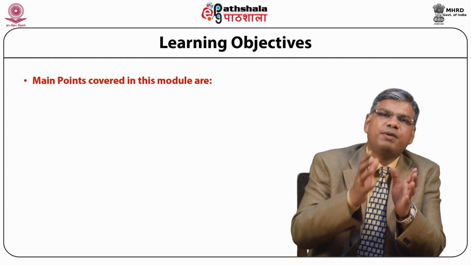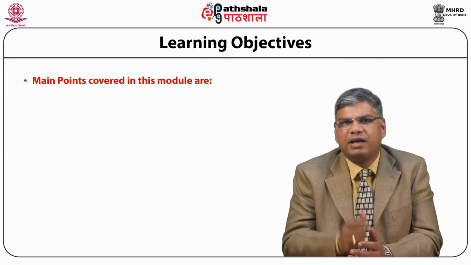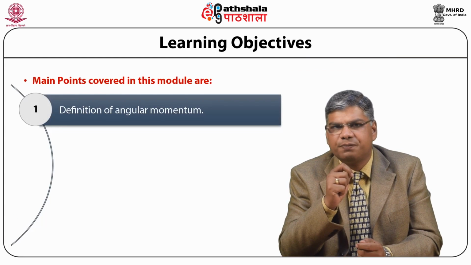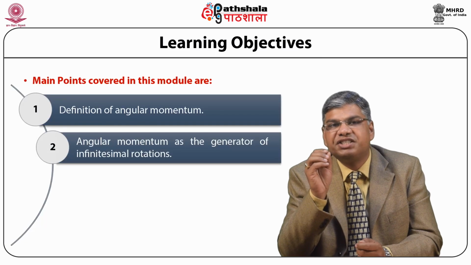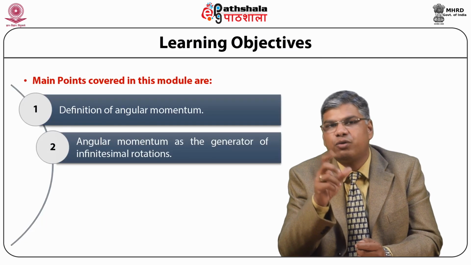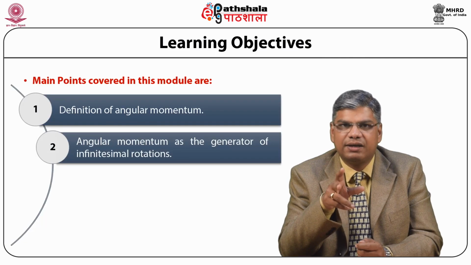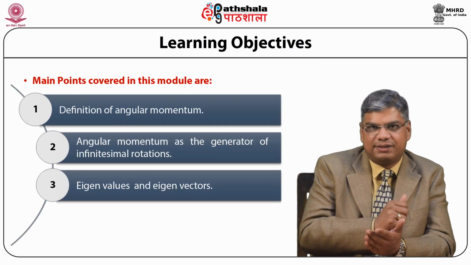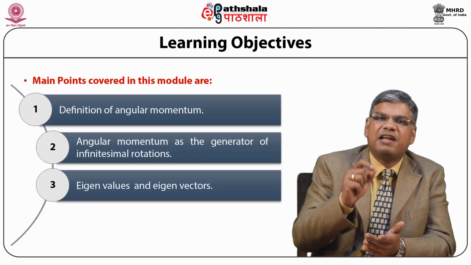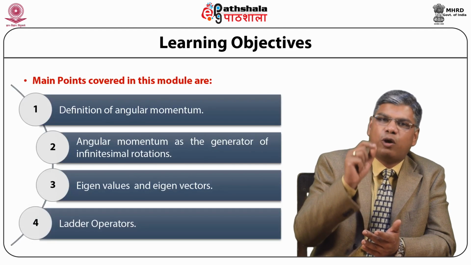Today, we are going to discuss the module Angular Momentum from the paper Quantum Mechanics 1. The main points covered in this module are the definition of angular momentum. Then you will also know angular momentum as the generator of infinitesimal rotations. Then we'll also know about the eigenvalues and the eigenvectors. We'll also develop an understanding of the ladder operators.